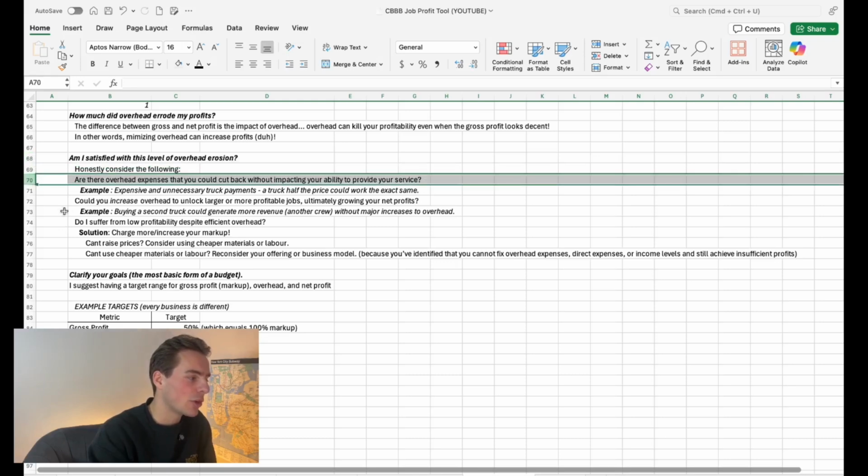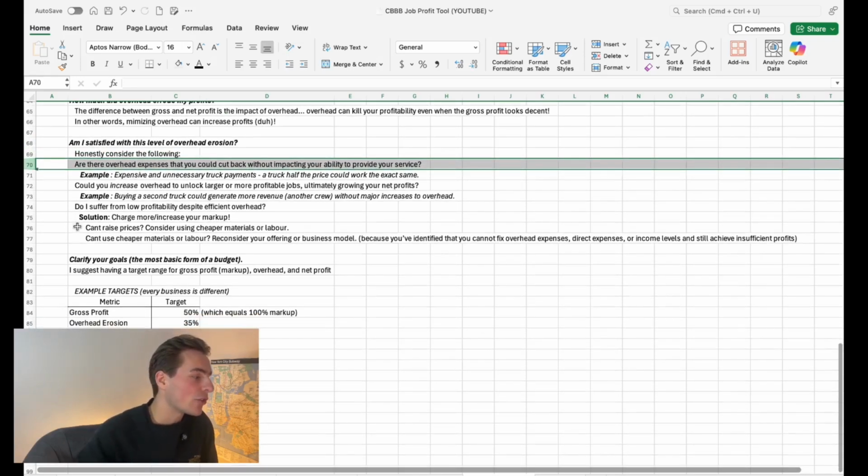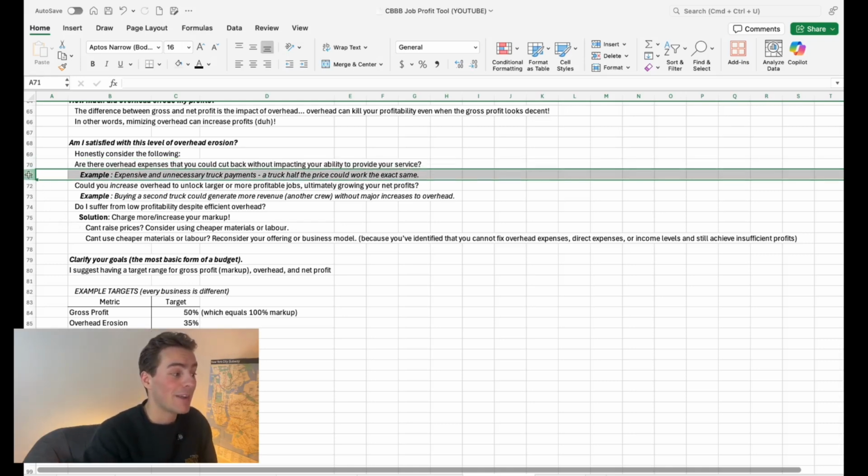Some examples I wanted to go through here are the overhead expenses that you could cut back without impacting your ability to provide your service. So a truck payment's a good example. If you're paying for an expensive truck, a truck half the price could allow you to do the job just the same. So in that case, you could save half the money of a truck payment, offer the exact same service, and therefore profit more.